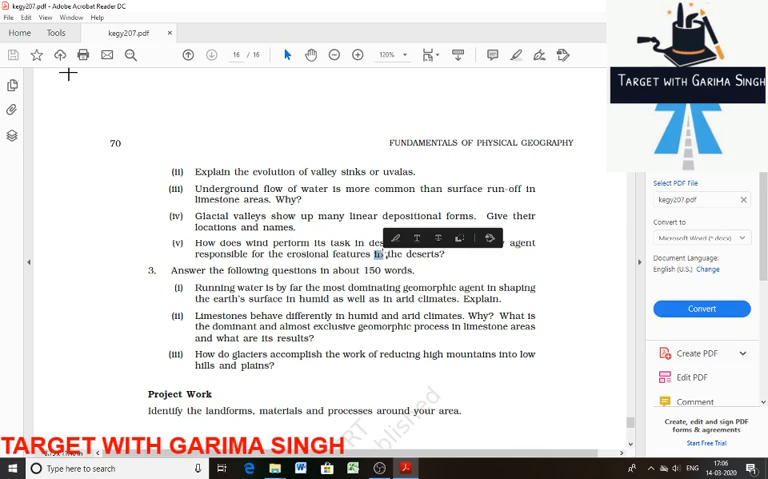Wind is one of the two dominant agents in the hot desert. The other one is rain or sheet wash. Third is running water, which is by far the most dominating geomorphic agent in shaping the Earth's surface in humid as well as arid climates. In humid regions which receive heavy rainfall, running water is considered the most important geomorphic agent in bringing about the degradation of the land surface.